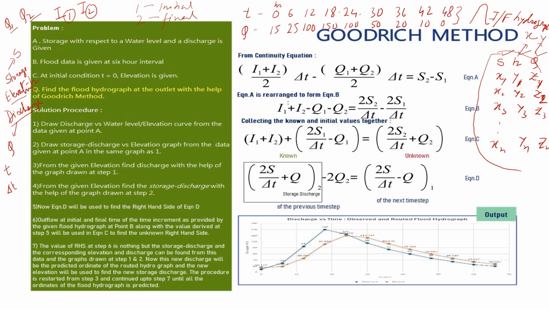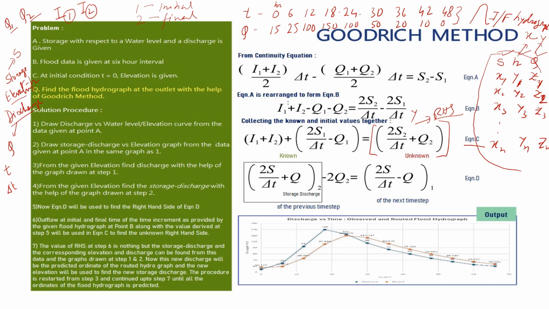Correct? In the second step, you have to draw a storage-discharge versus elevation graph from the data given at point A in the same way. So here X is your elevation. What is Y? Y is this term, the RHS of this equation. I will come to this equation later on. This right hand side of equation C will be your Y.